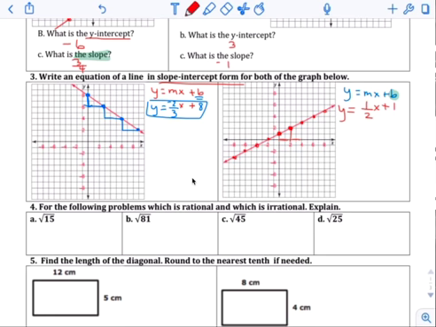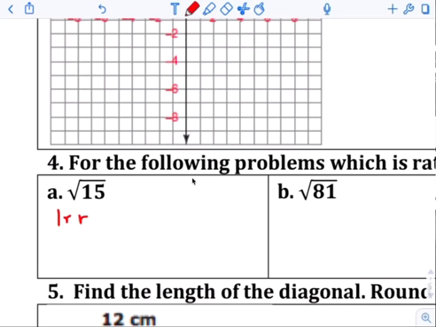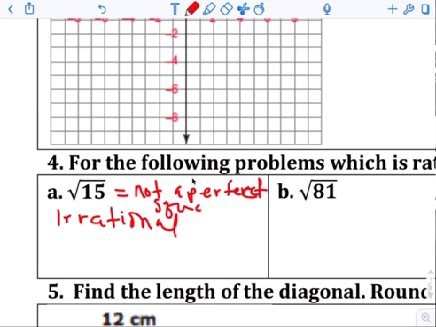Which of the following is rational and which is irrational? Explain. This is irrational because 15 is not a perfect square. This is equal to 9, so that's rational. That's called a perfect square, okay? This is called a perfect square, rational.